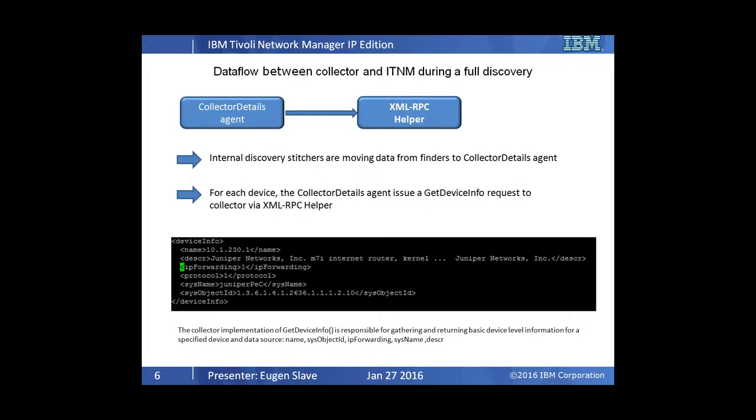Here you can see how the collector responds. This is a sample of how the collector responds to a getDeviceInfo request. Basically, we have information about device name, sysobject ID, sysname, and device description. Okay, next step.